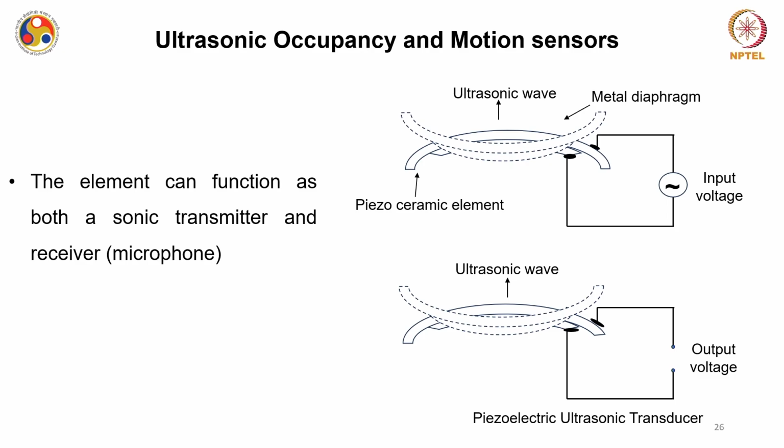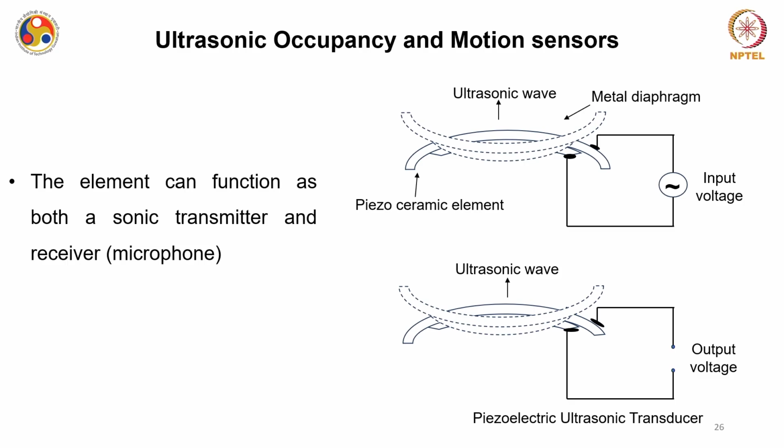It can generate the voltage if you receive the ultrasonic wave. So when you apply the voltage, it can generate the mechanical waves, and when at a receiver it receives the ultrasonic wave, it can also generate the voltage. So basically you can use the same element for transmitting and receiving. Because we have considered a case where transmitter and receiver are placed very close, sometimes so close that basically it is a single unit.